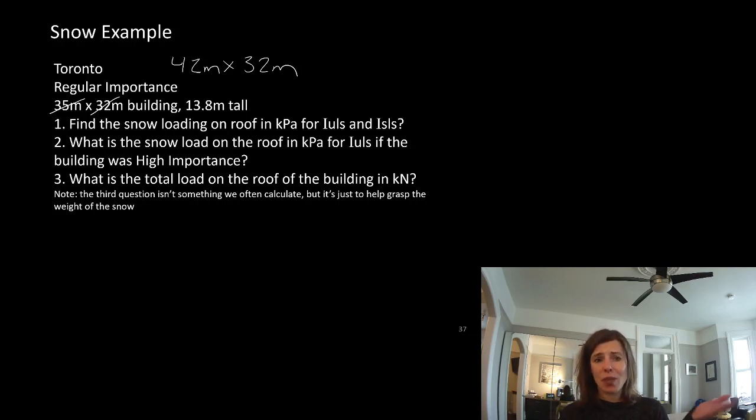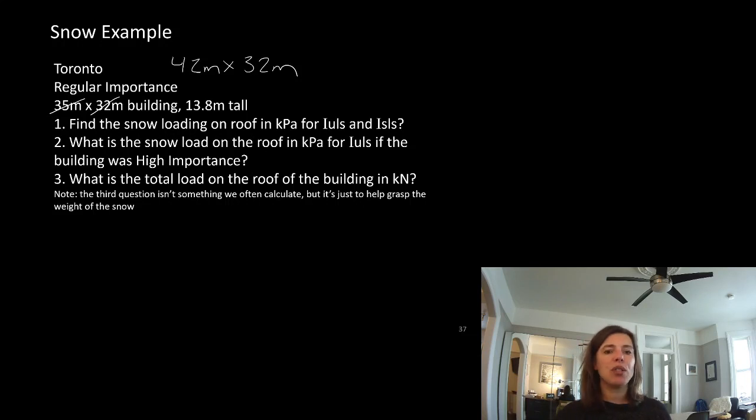It shouldn't be. They've said it's a regular importance factor, but maybe there's talk about changing its designation for some reason. Maybe they want to make it community housing at some point, to make it a shelter. So maybe the client wants to know the impact of that change. And then what is the total load on the roof of the building in kilonewtons? The third question is not a thing we normally calculate, but I want you to see the magnitude of the weight of the snow. Remembering that 1 kilonewton is 225 pounds. So this is just to help us get our head around how much snow that is.